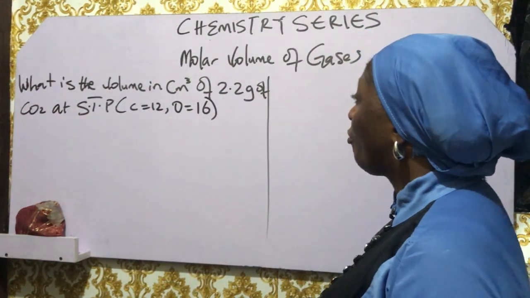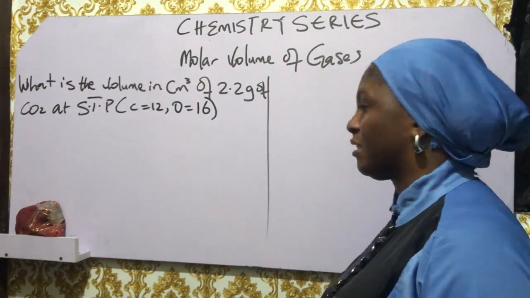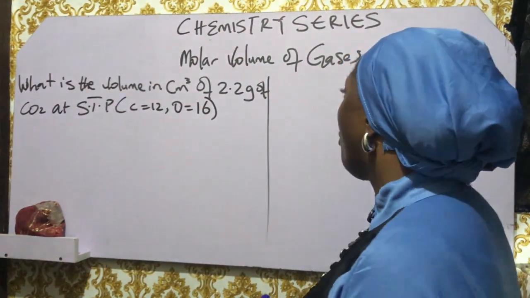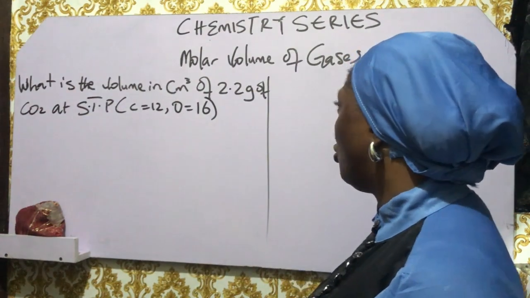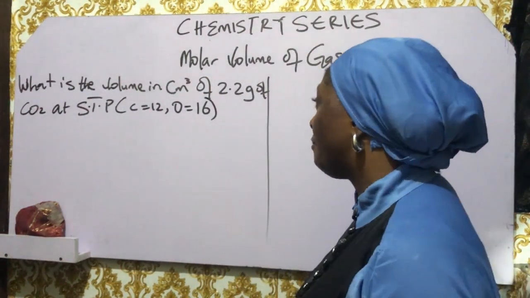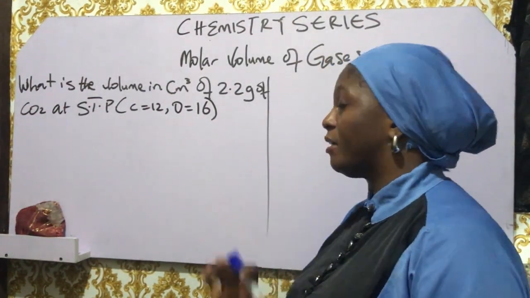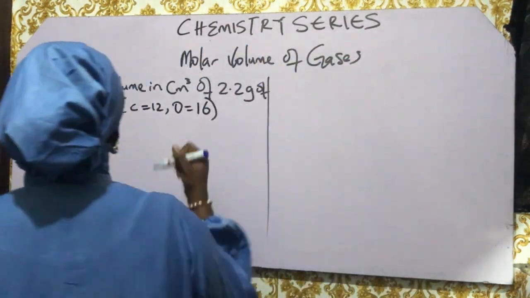In this class, we are going to be solving some questions on molar volume of gases. We have a question on the board. What is the volume in cm³ of 2.2 gram of carbon(IV) oxide at standard temperature and pressure? We are given carbon to be 12, oxygen to be 16. Solution.